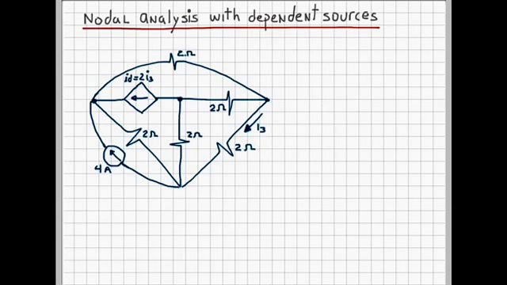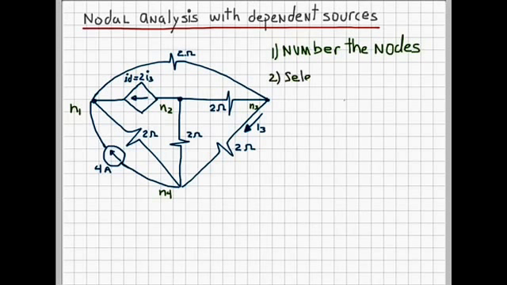We're going to try to find voltages in this circuit using nodal analysis, but we notice that we have a dependent source. This is a current source. Now step number one is we need to number the nodes, and we have node number 1, 2, 3, and node number 4. Step number 2, we need to select a reference point.